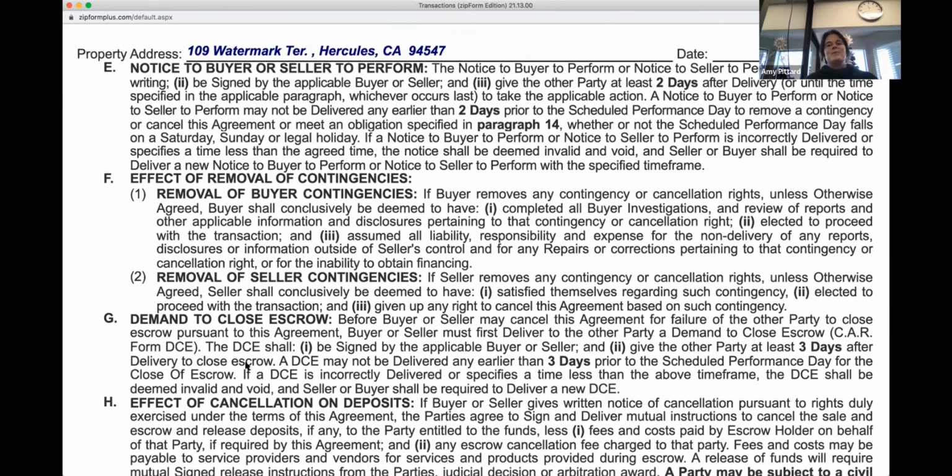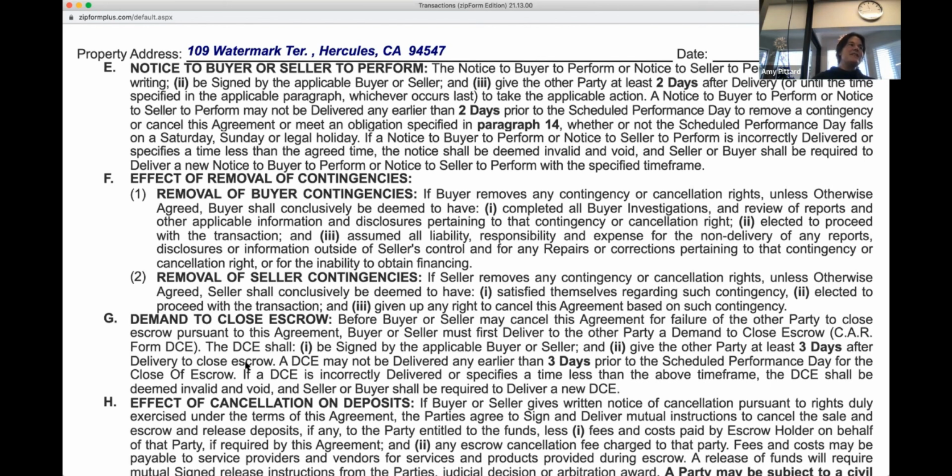A notice to the buyer to perform or notice to the seller to perform may not be delivered earlier than 2 days prior to the scheduled performance day to remove a contingency or cancel this agreement to meet an obligation specified in paragraph 14, whether or not the scheduled performance day falls on a Saturday, Sunday, or legal holiday. If a notice to perform or notice to seller to perform is incorrectly delivered or specifies a time less than the agreed time, the notice shall be deemed invalid and void, and the seller or buyer shall be required to deliver a new notice to the buyer to perform or notice to the seller to perform within the specified time frame.